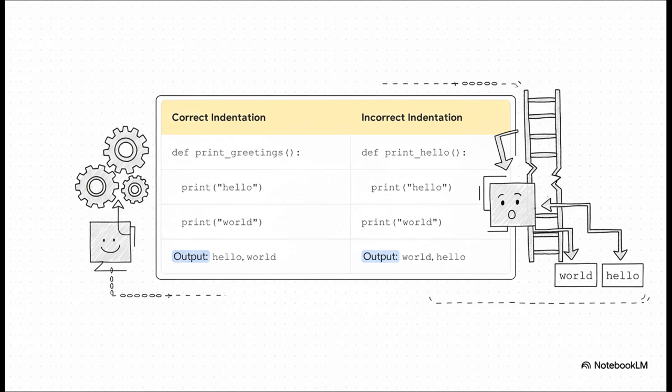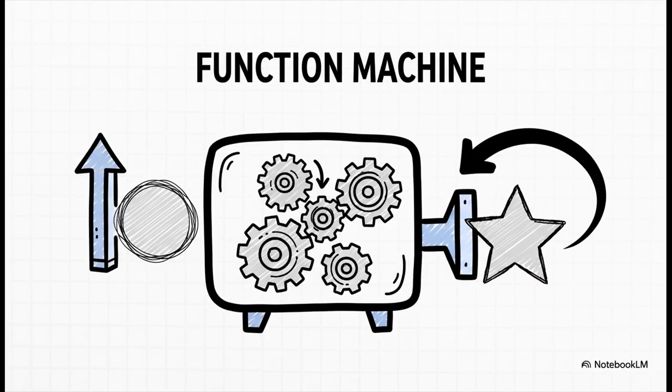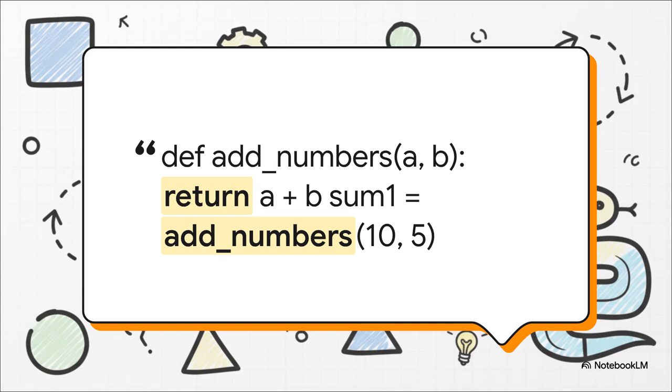It's a big deal. Okay, so think of our function like a little machine. You don't just want to put things in. A lot of the time, you want to get something useful out. Functions can do calculations and then hand a result back to your program, and they do this using the return statement. Check out this add numbers function.